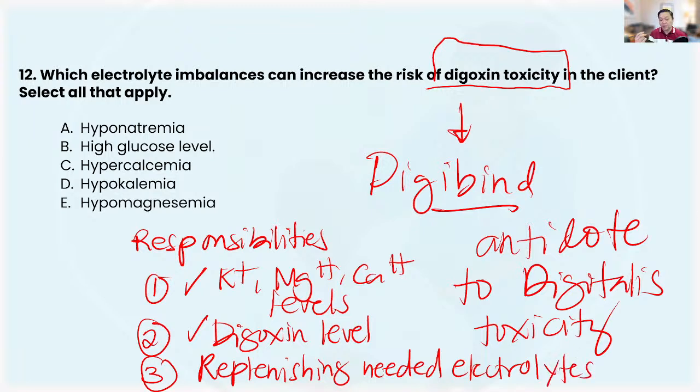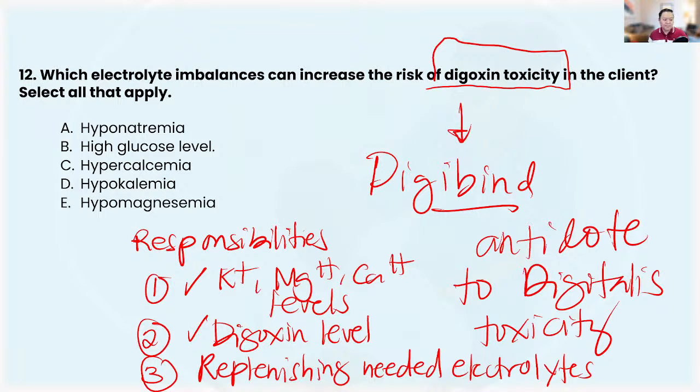Okay, so what are these electrolytes that we need to replace? Could be the potassium, could be the magnesium. Because these two electrolyte imbalances, low magnesium and low potassium, are known to cause digitalis toxicity with digoxin therapy. So we need to administer those medications as ordered.